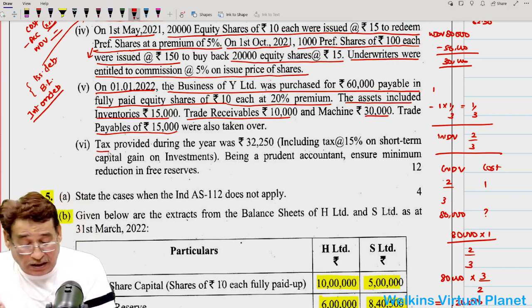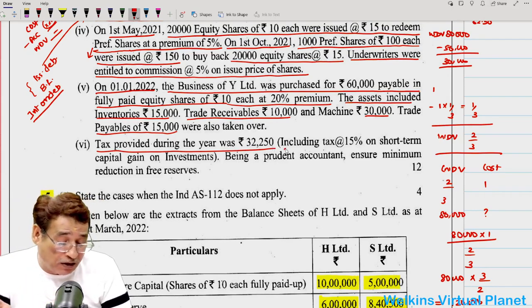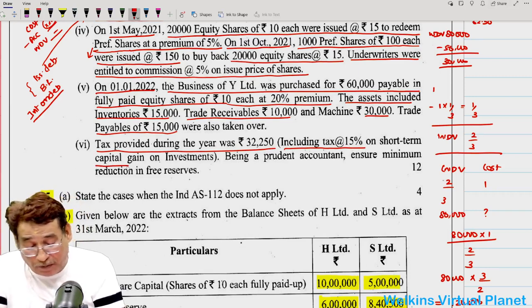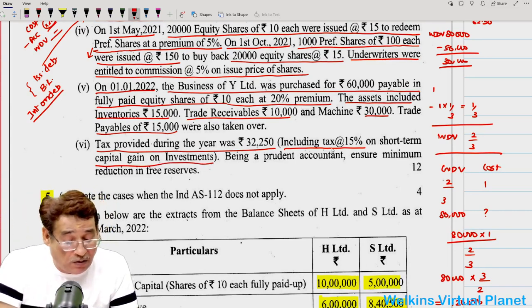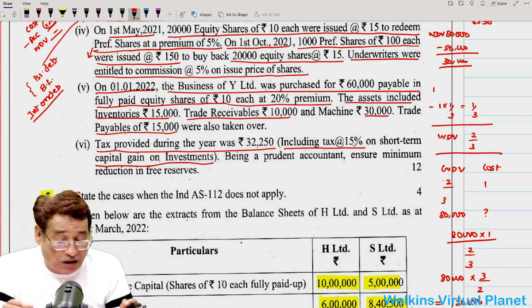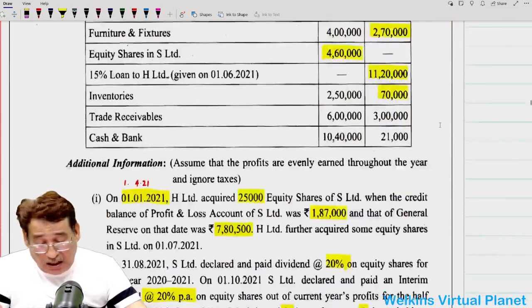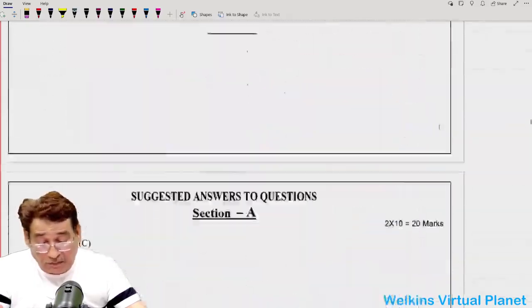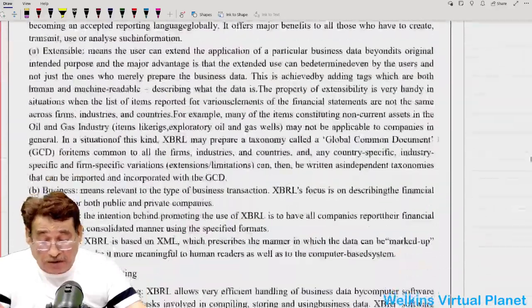And further, the question says that tax provided during the year is 32,250. And further, just to confuse you and torture you, it writes that this includes tax at the rate of 15% on short-term capital gain on investment. That means whatever tax provided is there, it includes 15% tax on short-term capital gain on investment. So this is the question. I have solved this question, and again I will share the sheet with you. Now let me simply explain it further.